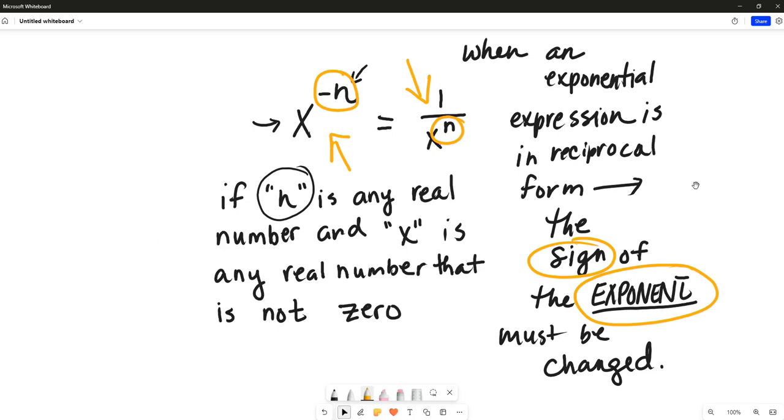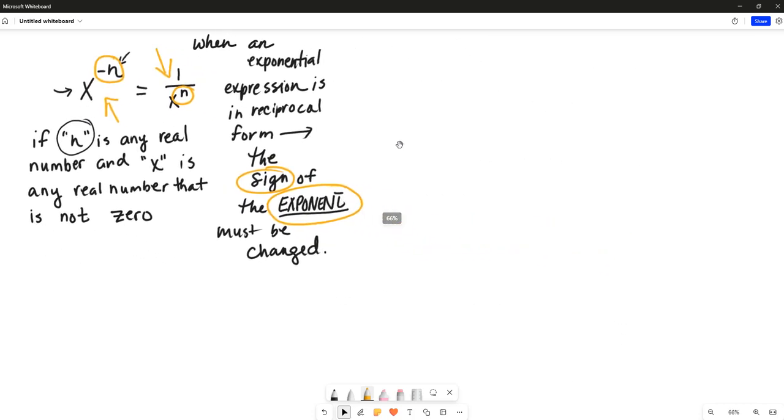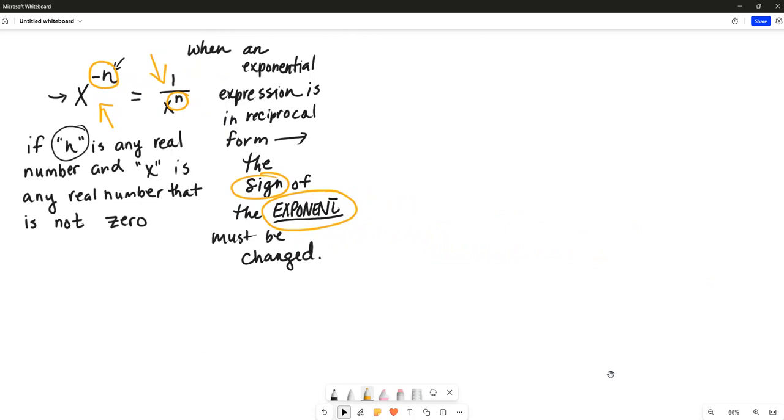Okay, I want you guys to take a minute and write this down in your notebook. I want you to write this definition down so that you can remember it. And just pause the video for a second.